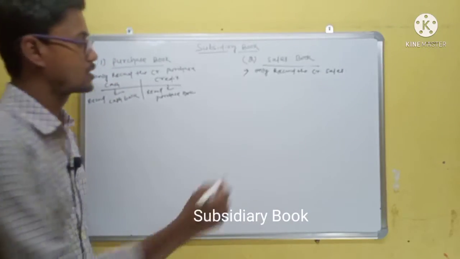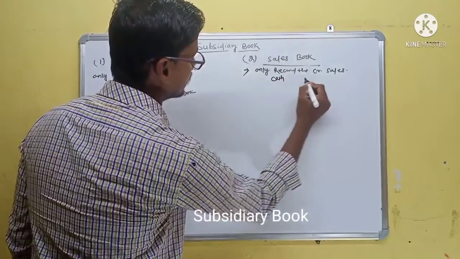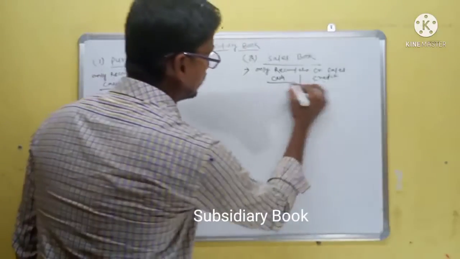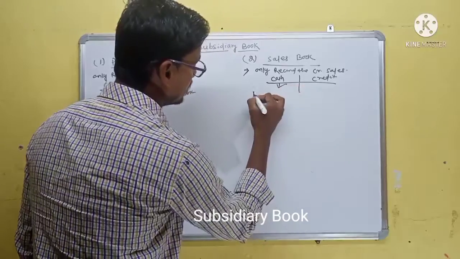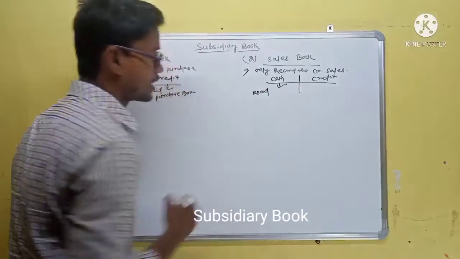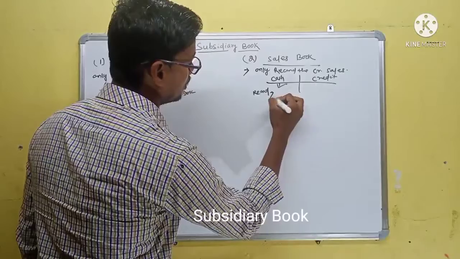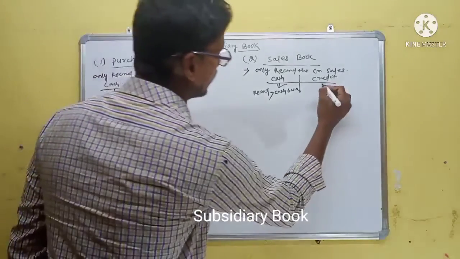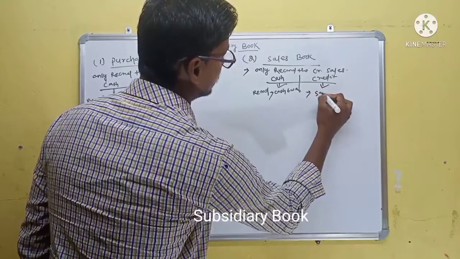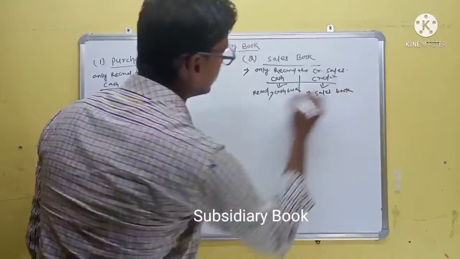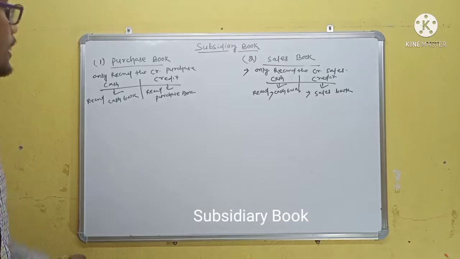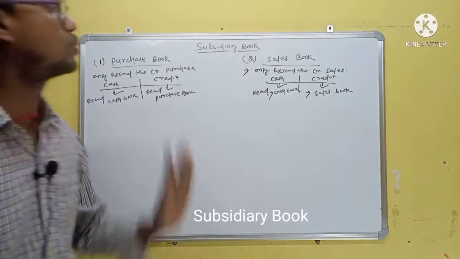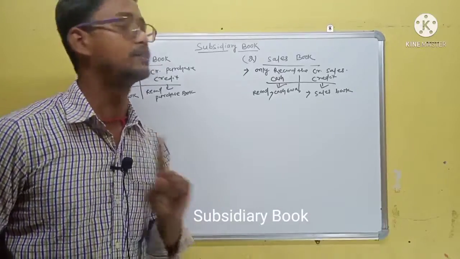There are two types of sales: one is cash sales and the other is credit sales. Cash sales are recorded in the cash book, and credit sales are recorded in the sales book. Overall, the purchase book only records credit purchases, whereas the sales book records only credit sales.